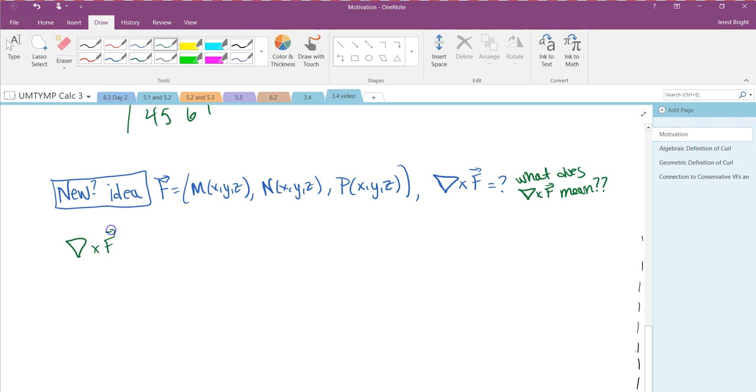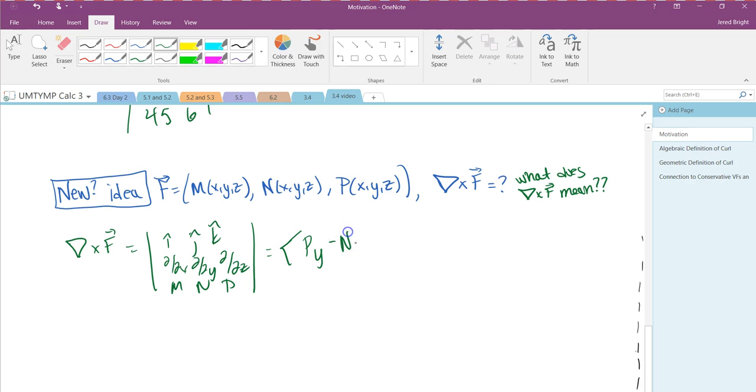Okay, so if we do the gradient cross F, this is going to be the same as i, j, k, and then the first vector, which is the gradient, so d/dx, d/dy, d/dz, and then M, N, and P. Now to save my hand some agony and yours as well, I'm going to just do subscripts for the notation here. So in the first component, I should have P sub y minus N sub z.